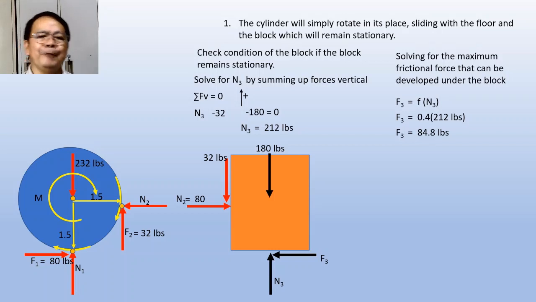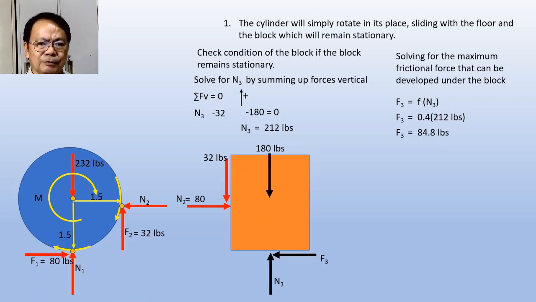Now, let us try to compare with the maximum frictional force that will be developed, which is equal to 84.8. Ang ibig sabihin itong 84.8 na ito, yung frictional force na pwedeng ma-develop bago siya gumalaw to the right. Eh, ang tanong, ano ba yung nagtutulak ngayon sa kanya in the rightward direction? Itinutulak ngayon siya nitong 80-pound force na nanggagaling mula sa cylinder.